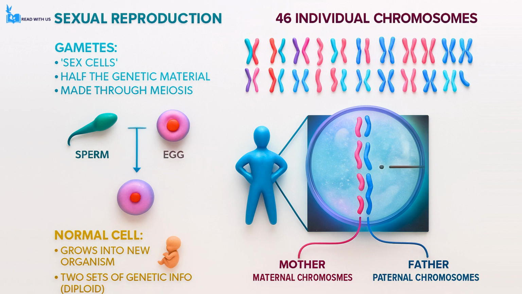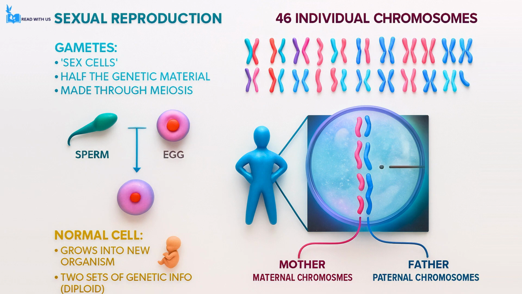When two haploid gametes, such as a sperm cell and an egg cell, come together during fertilization, they form a normal cell known as a diploid cell, which then has a full set of genetic information, half coming from the mother and half from the father. This diploid cell has the ability to grow and develop into a completely new organism. But to produce these gametes, a body cell must undergo a very specific type of cell division called meiosis, which is made up of multiple carefully ordered stages.